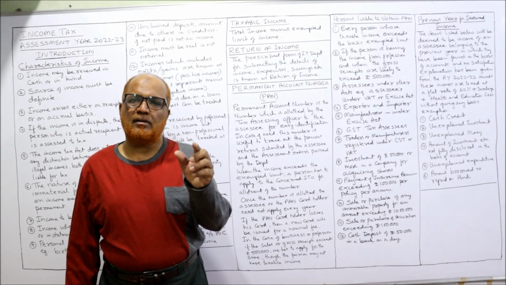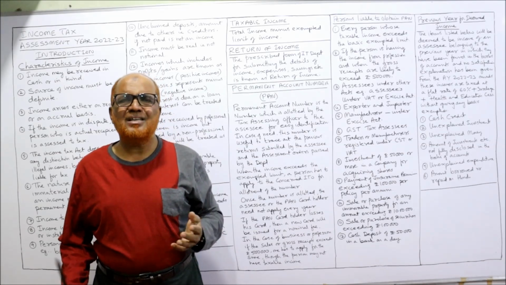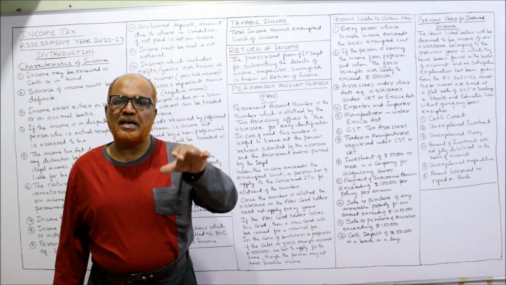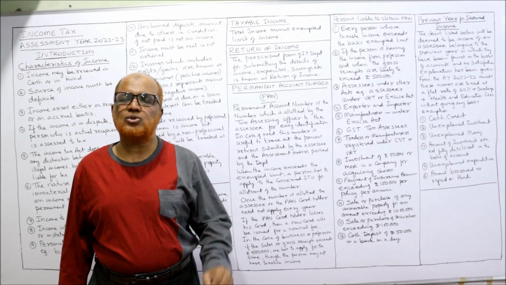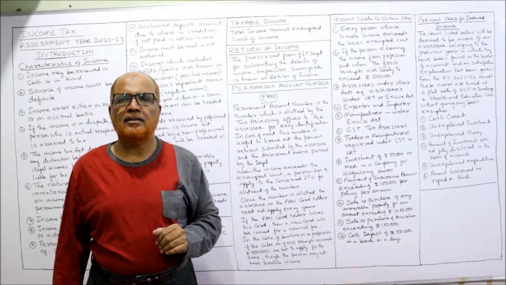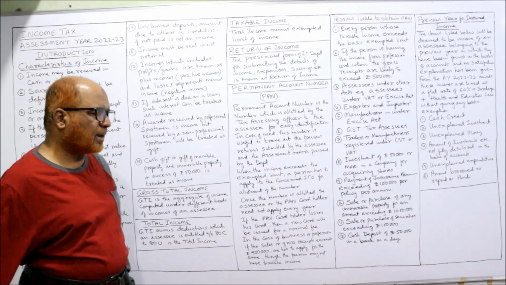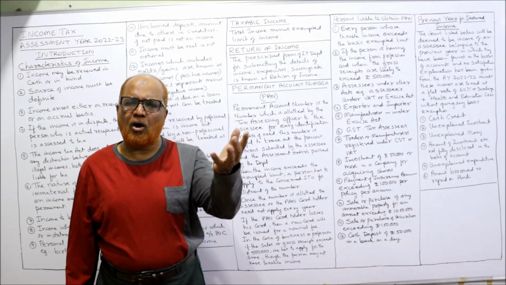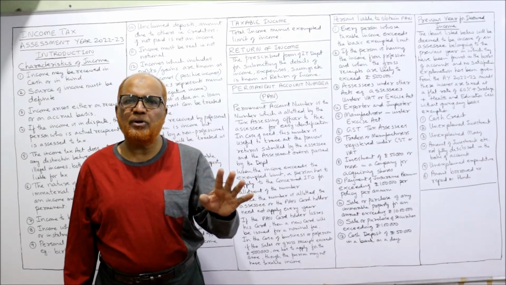The basic exemption limit is given. If the assessee's income is below the basic exemption limit of 2,50,000, it is not compulsory to apply for PAN. If the income is more than the basic exemption limit, then the person has to apply to the concerned ITO, income tax officer, for getting the PAN. Once the number is allotted, the PAN card holder need not apply every year. It's a permanent number. If he has applied once and got the PAN, the same PAN will be used every year. It will not be changed.